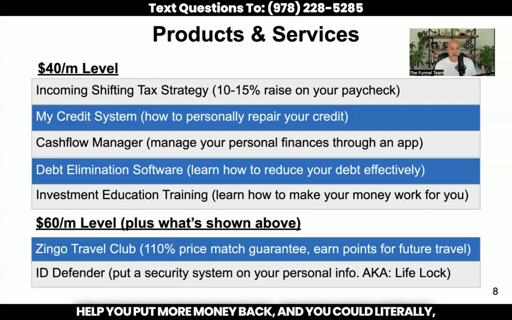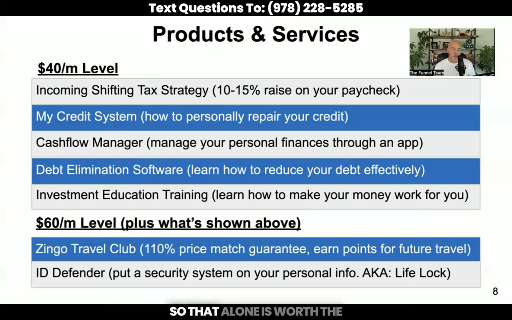And you could literally, without promoting myEcon, give yourself maybe up to a $500 increase per month in your paycheck just by being a member of myEcon and learning the right way to use this income shifting strategy. So that alone is worth the price of admission right there. Now, you also get access to their credit system. Plain and simple, we show you how to fix or repair your credit. You can go from poor to fair, fair to good, or even good to great in some cases, okay?